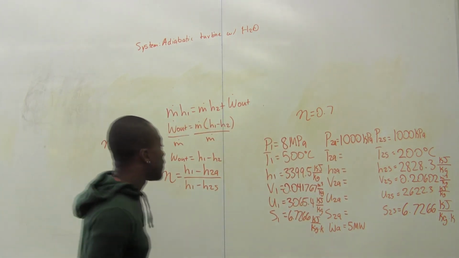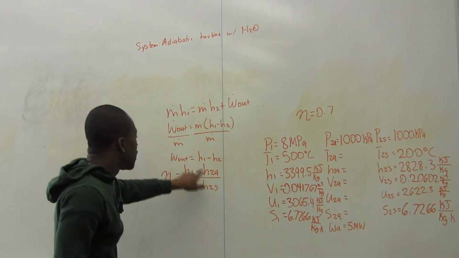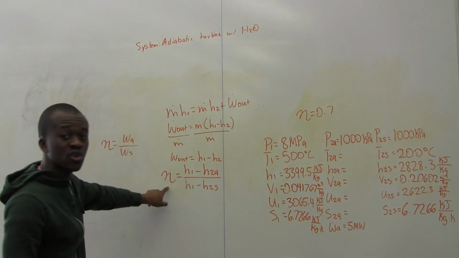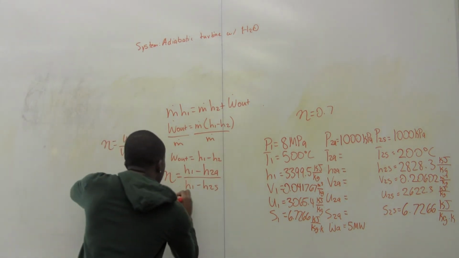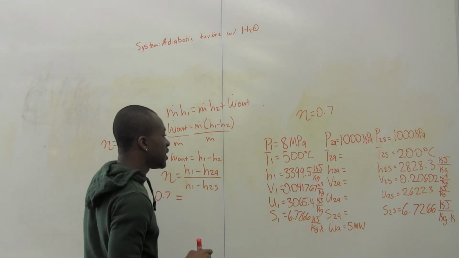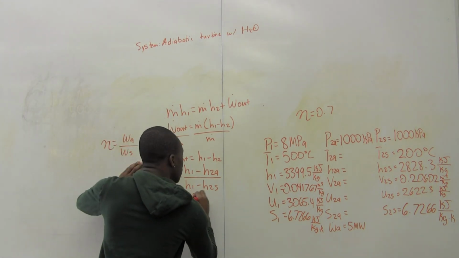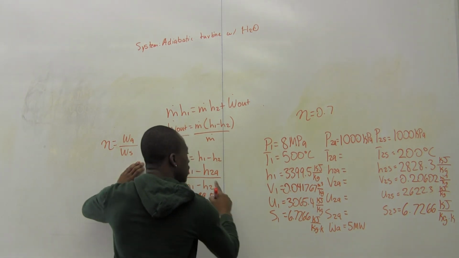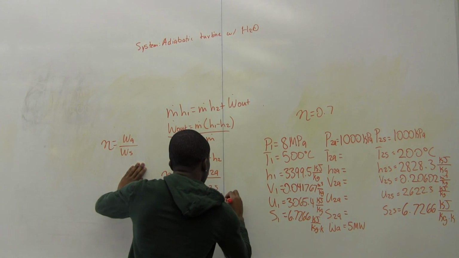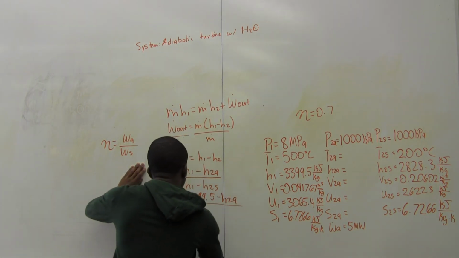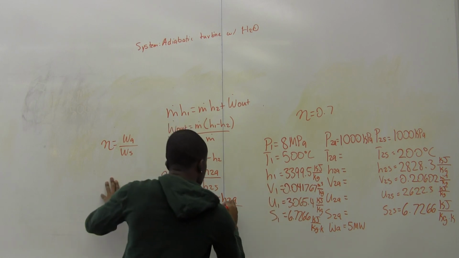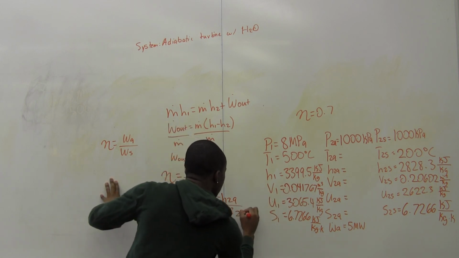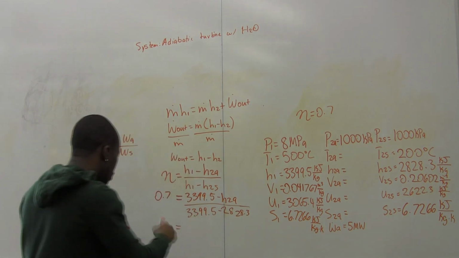So now, since I have my H2S, I have my H1, my H2S, and I have my isentropic efficiency. So the only thing missing now is my H2A, and I can go ahead and solve for that. So I end up getting this: 0.7 is equal to... I don't have to write H2S there, because I know what my H2S is. So that's 28.3. And with this now, I can go ahead and solve for this.